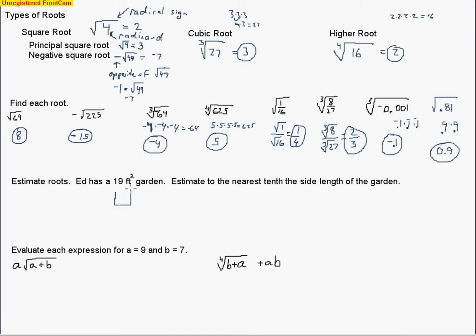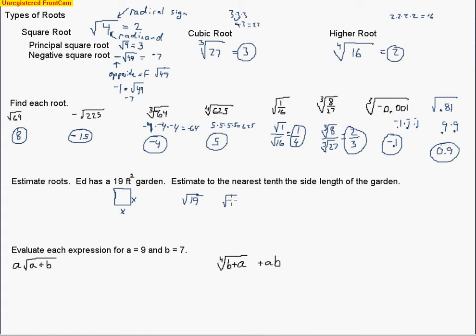But we're trying to find two numbers that multiply to make 19. We don't know what those numbers are. So we want to find out what the side length is going to end up being. So if I took the square root of 19, that's what I'm looking for. But I'm not sure what the square root of 19 is. So what you can do to figure out a good estimate would be to find the perfect squares in between.